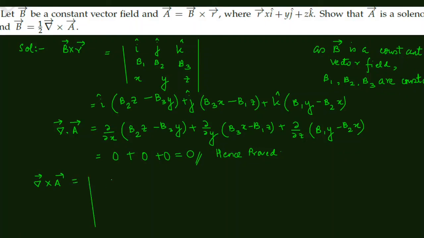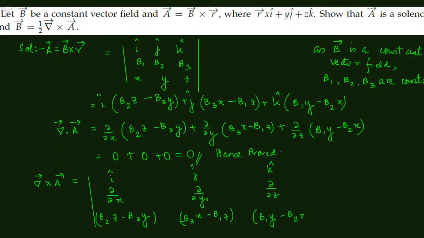Now for the next part, let us calculate the curl of A. For calculating curl of A, this is your A vector. It is given in the question. So just write the x component of the A vector, then del y, the y component of the A vector, and del z, the z component of the A vector.